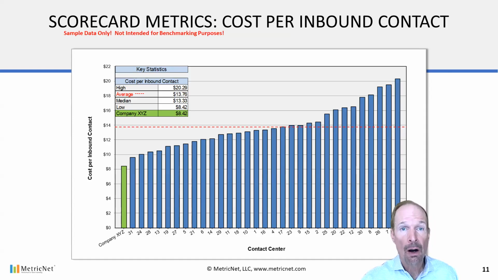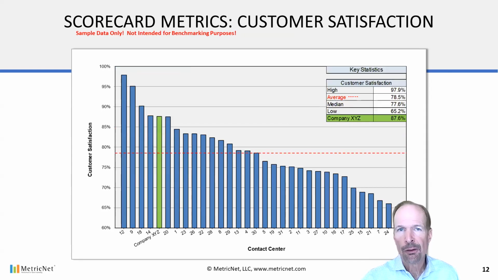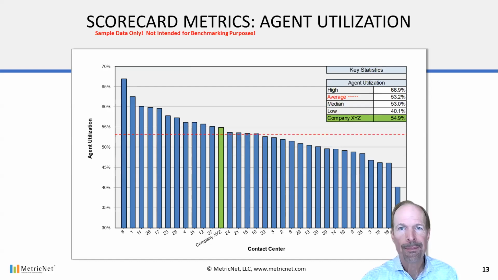This chart shows the cost per contact data. Remember, left to right is good to bad. The lower cost per contact data points are on the left side of the chart, while the higher cost per contact data points are on the right side of the chart. You can see that Contact Center XYZ, the green bar, has the lowest cost per contact in the benchmark. Here's the chart for customer satisfaction. You can see at a glance that company XYZ, the green bar, is above average for customer satisfaction.